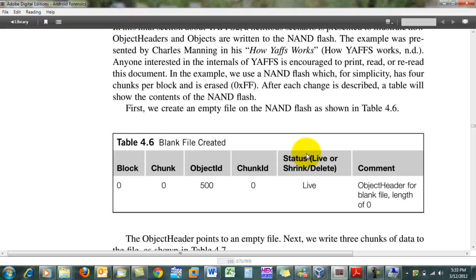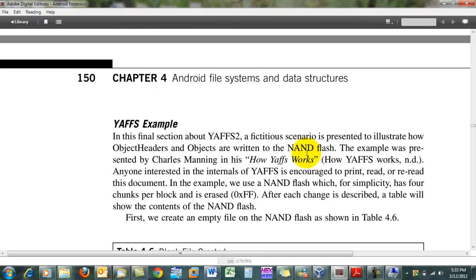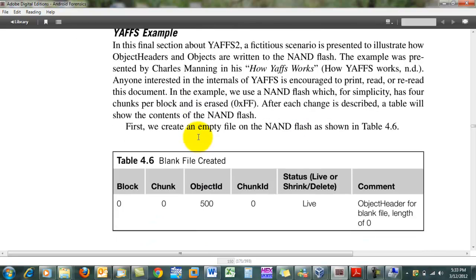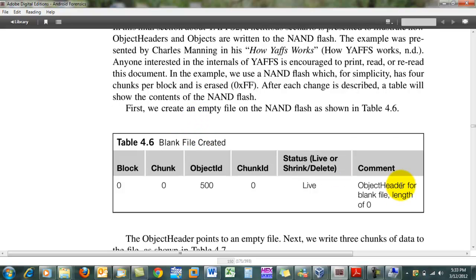In this part, we will give you an example called the YAFFS example. We will simulate a fictitious file system, and we look at this file system. Initially, we try to create a file here. If you create an empty file, the block is 0. Remember, the chunk number in the block is 0. The object ID is 500. Chunk ID is 0. It's live, means it's good. It's not obsolete, it's live. And the object length for the blank file is 0.